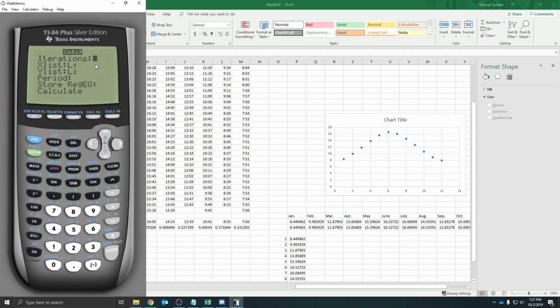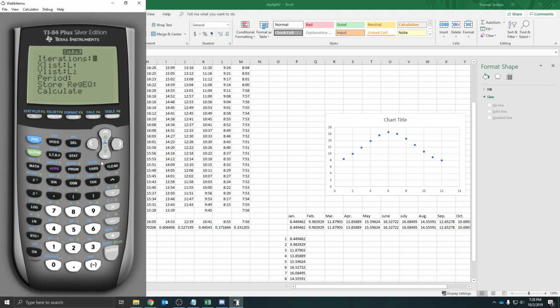This iterations setting is how your calculator does a SinReg: it uses something called the method of least squares. You can only input a whole number between 1 and 16, including 1 and 16. The higher the number, technically the more precise your regression will be, but the harder it will be for your calculator to do that regression. It gives you a default value of 3 because that's fine.